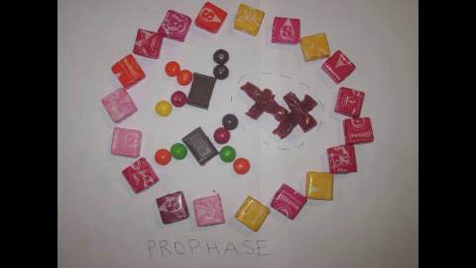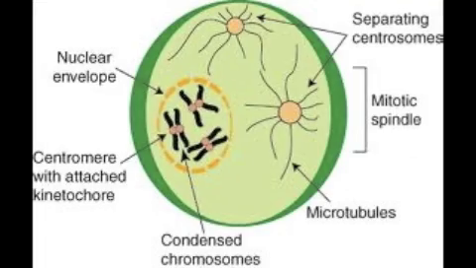In prophase, three activities occur. First, the nucleoli disappear and the chromatin condenses into chromosomes. Second, the nuclear envelope breaks down. Third, the mitotic spindle is assembled. Also, microtubules from each centrosome connect to a specialized region in the centromere called a kinetochore.